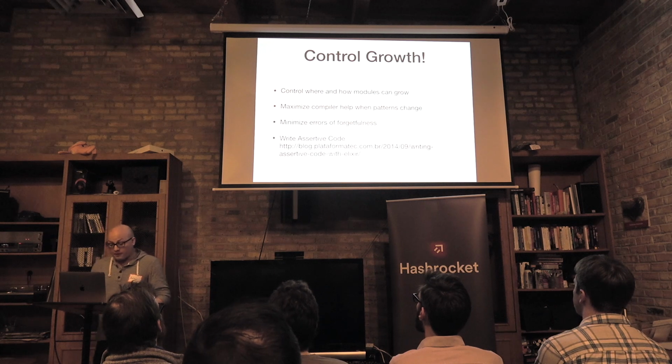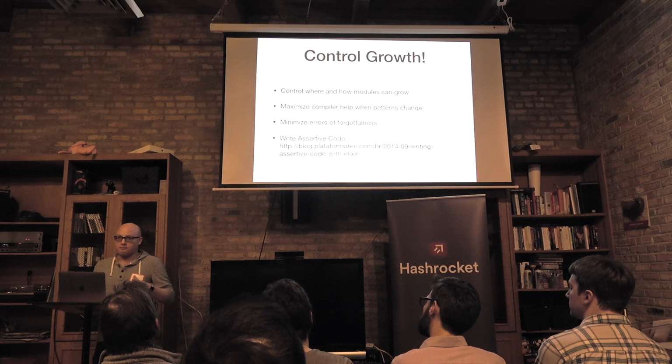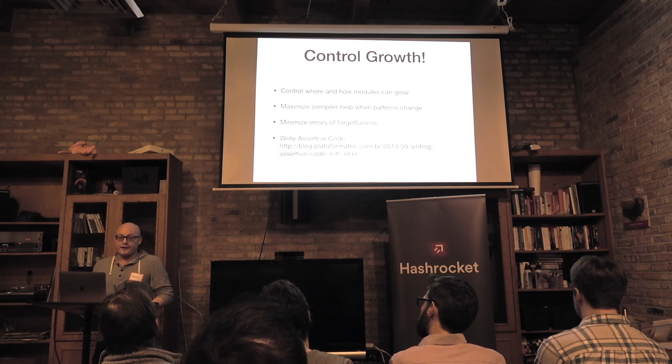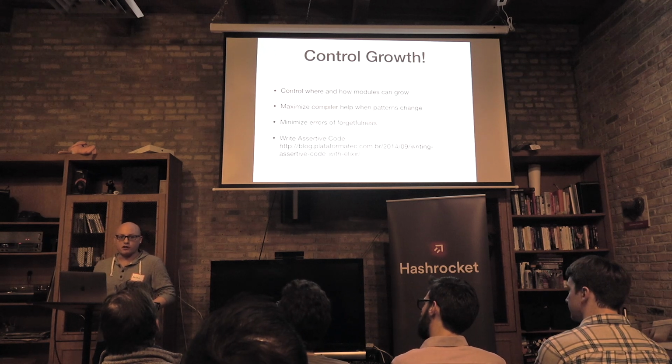There's a really good blog post that Jose Valim, the creator of Elixir, wrote about writing assertive code. I highly recommend reading this. I'm not going to go into all of the things that he went into, but it's a very good article. And don't worry about writing that link down. I'll post the slides as well. But it's about techniques that you can use to write more assertive code. Because when you write more assertive code, bugs are harder to sneak by.